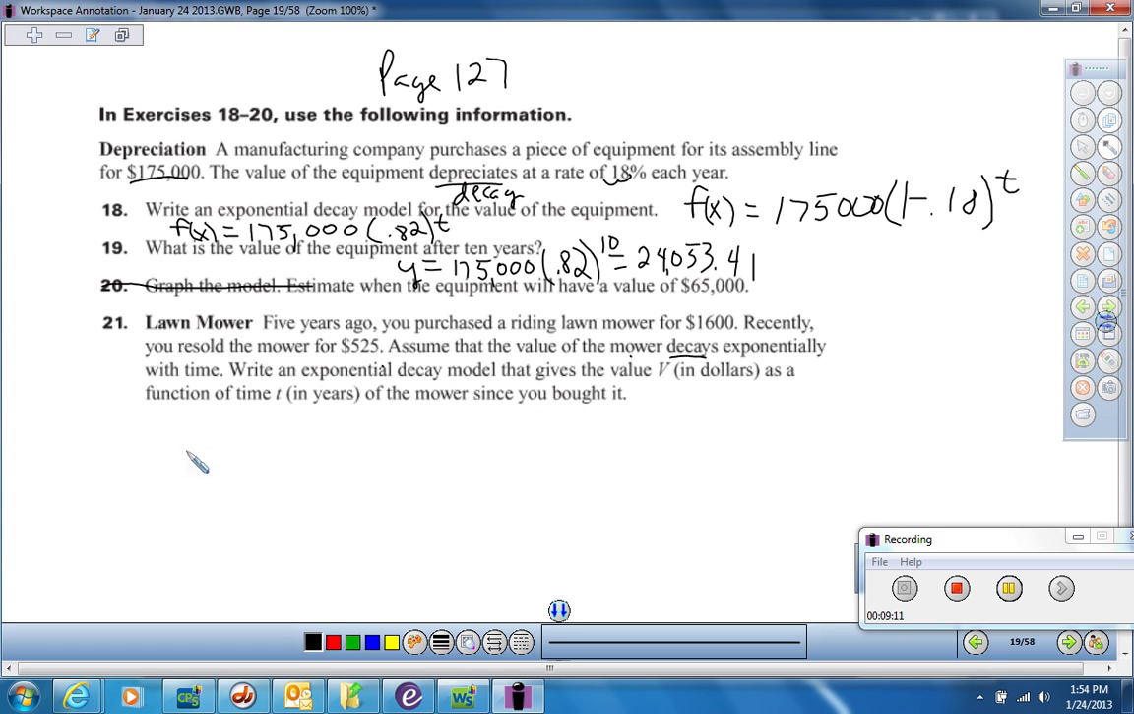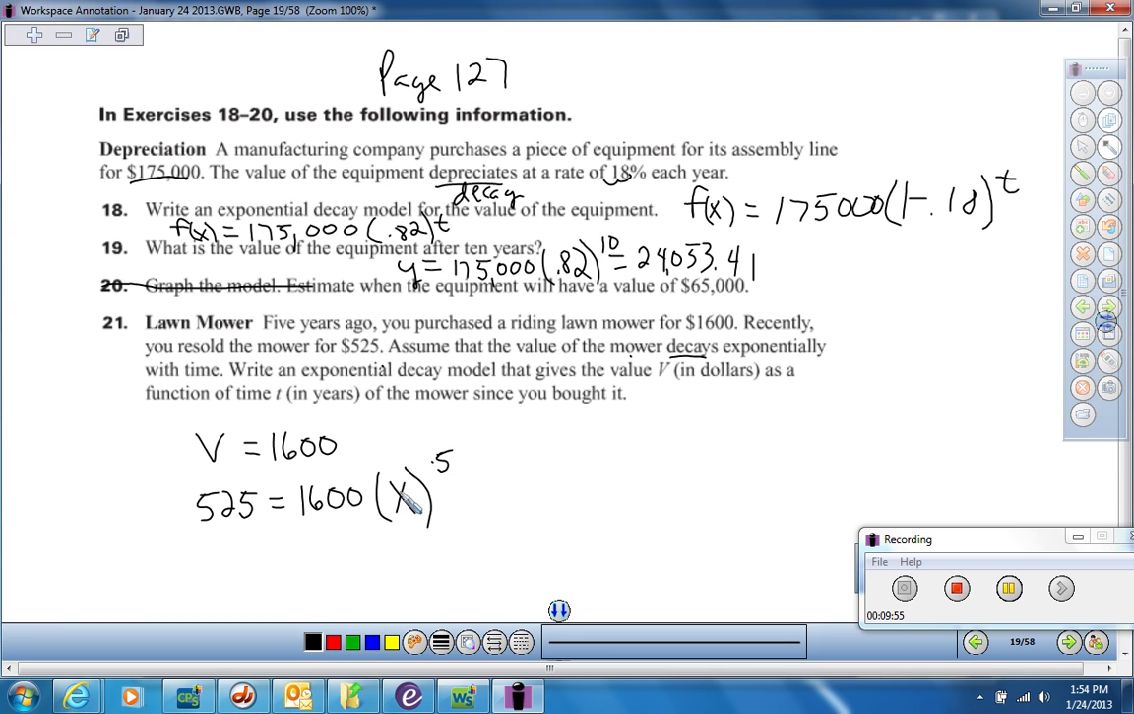Alright, so let's look at this. So that's the value of the mower. We originally paid $16,000. We sold it for $525, so we could put $525 here. And we're trying to figure out what this part is. And then t is the number of years. Alright, and so we set it up this way. Now we're trying to find what the decay factor is, so we're kind of working backwards. Now t, we said we sold it after 5 years, so we can replace this with 5.